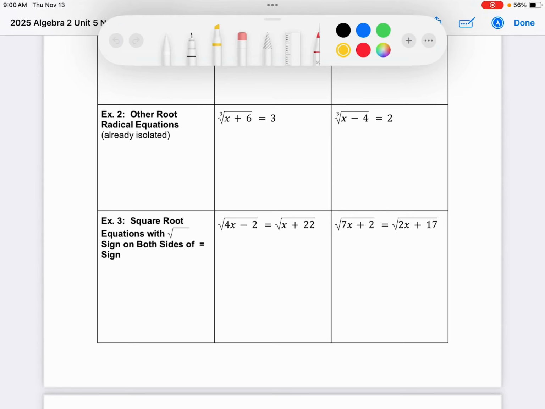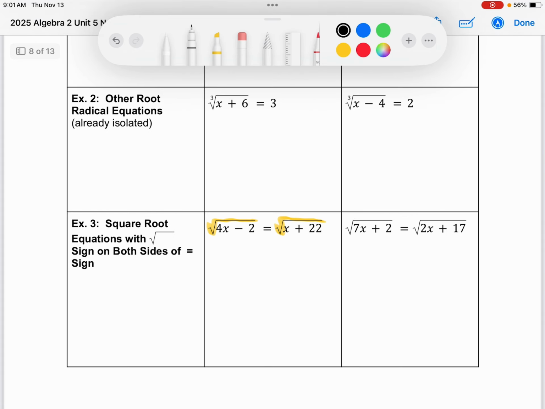Okay, number 3, we have square roots on both sides of the equation, so it looks a little bit different. We can see we're taking the square root of 4x minus 2 and then the square root of x plus 22. So you might think that this is going to change what we're doing, but it really doesn't.